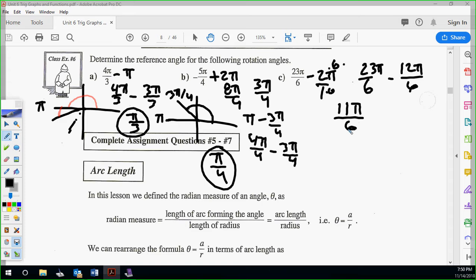11 pi over 6 is right here. It's just the sliver right at the end before we're at 2 pi. So we're trying to find this reference angle. We're going to do 2 pi minus 11 pi over 6.